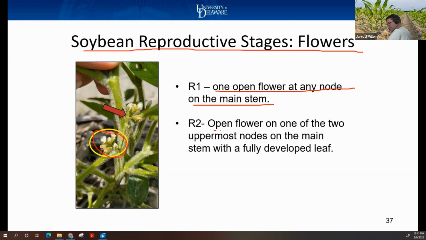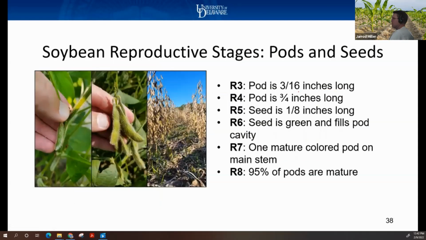R2 is an open flower on one of the 2 uppermost nodes on the main stem with a fully developed leaf. R1 happens early. R2 takes some time. It might not happen quite as quickly. You can see R1 across the field, and then you'll wait and wait and wait because you'll see other flowers form. You have a flower down here and a flower down here, but no, uppermost nodes, fully developed leaf. So it takes a little bit more time.